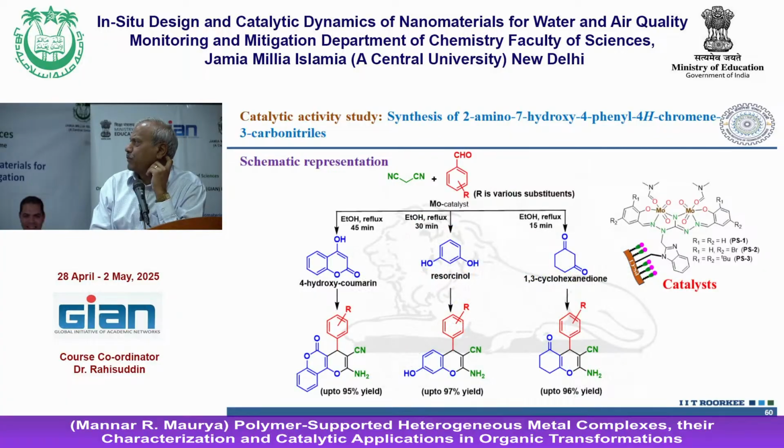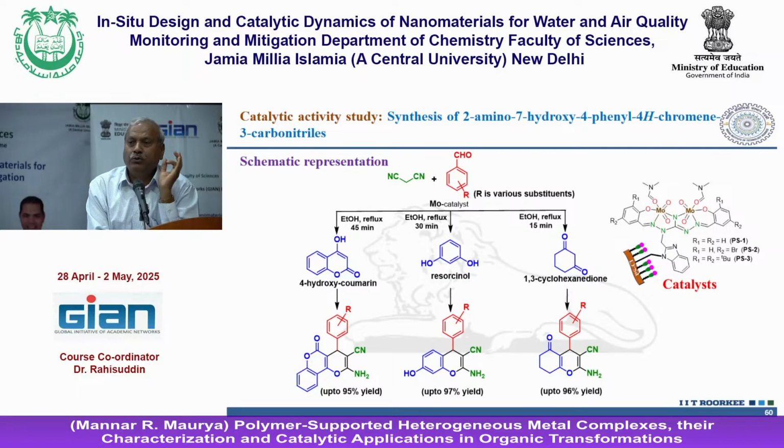So look here, we have taken three different molecules like coumarin, resorcinol, and 1,3-cyclohexanedione. You have malononitrile, and you have an aldehyde. Three different types of reaction we have carried out, and the yield is really good, more than 85% yield we are getting. And the beauty of this reaction is the selectivity.